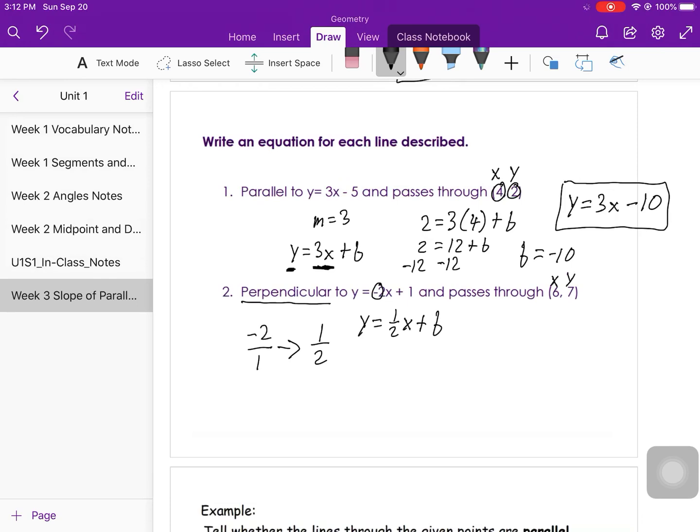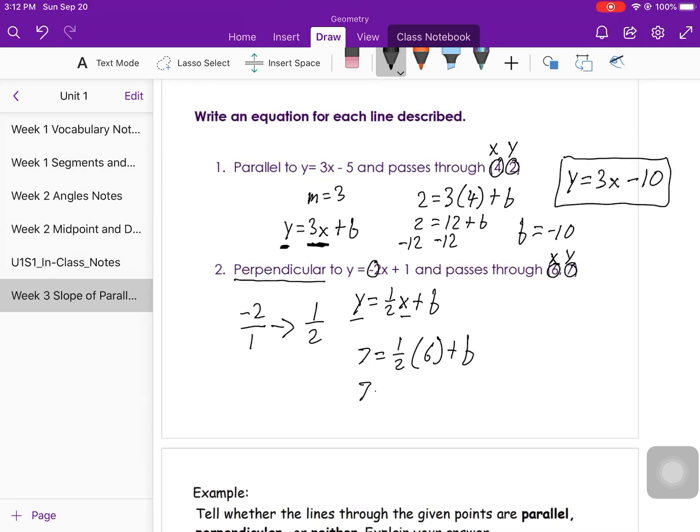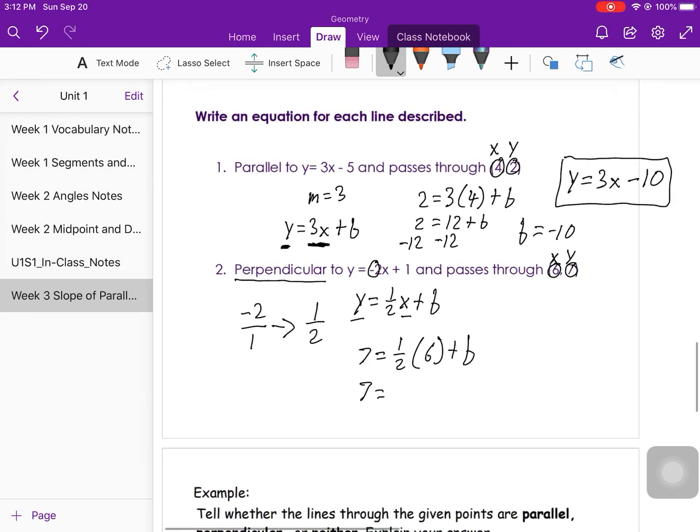Now we're going to use this as our point for x and y. So I'm going to take 6, plug it in for x, 7, plug it in for y. So 7 equals 1/2 times 6 plus b. I apologize, my b's kind of look like 6's. So half of 6, when you multiply those, you get 3. And then to get b by itself, we subtract 3. And we get b equals 4.